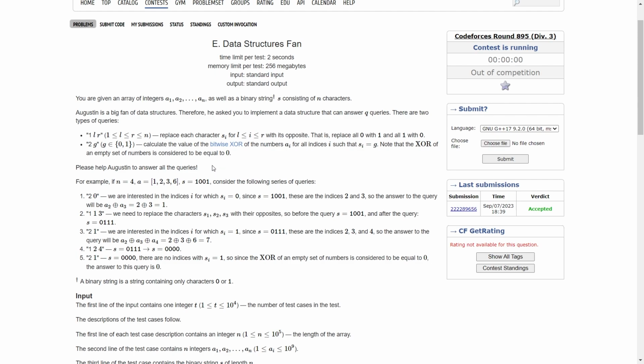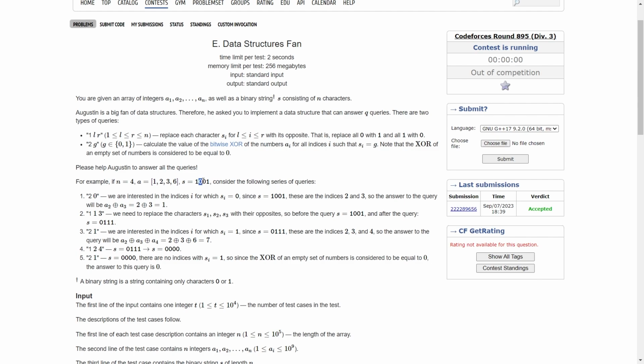Now the query of the second type is 2 G. So in this query, what we have to do is, in the whole array, we have to print the XOR of all those values which have the corresponding character in s equal to 0. So let me just explain. For this, for example, in this particular case, n is equal to 4, which is the size of the array. This is the array itself, and this is the string.